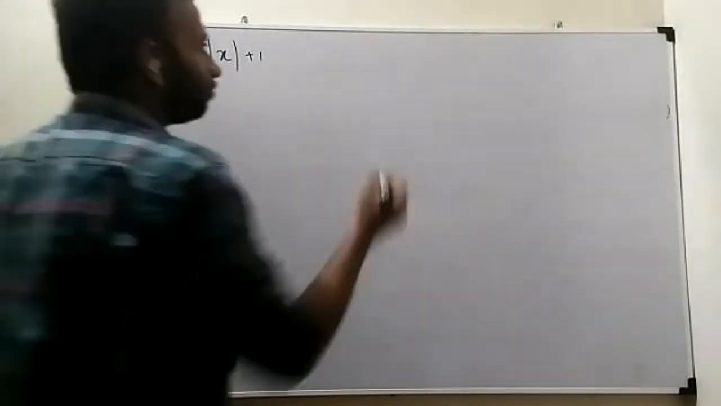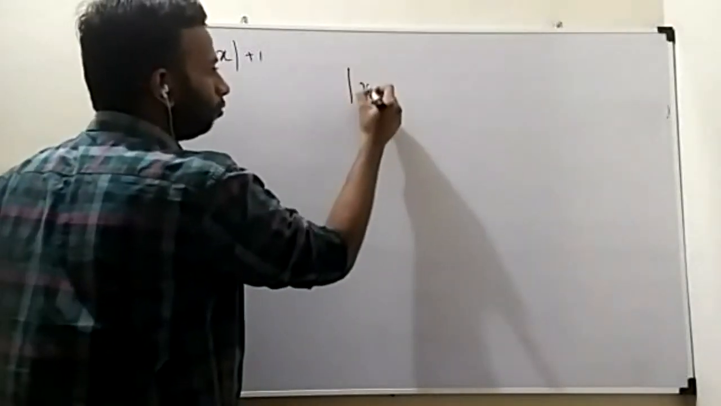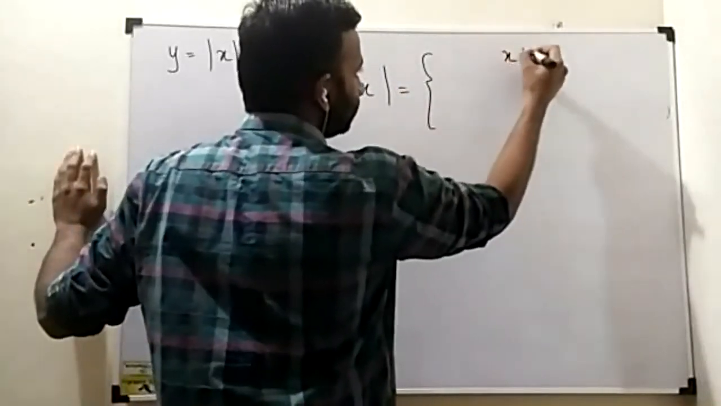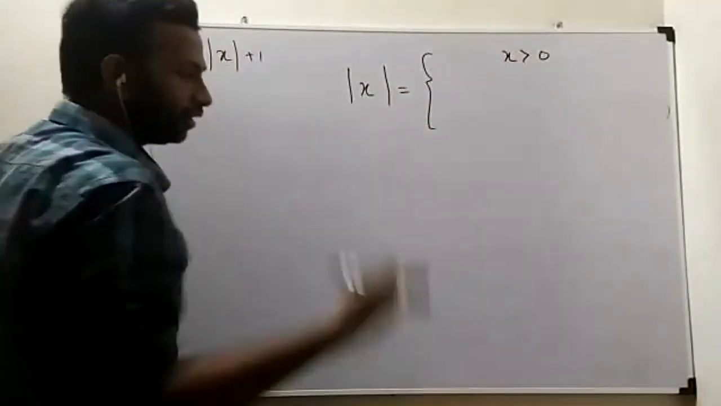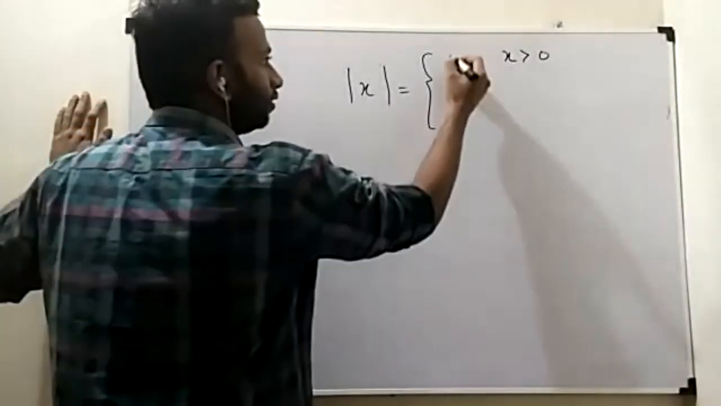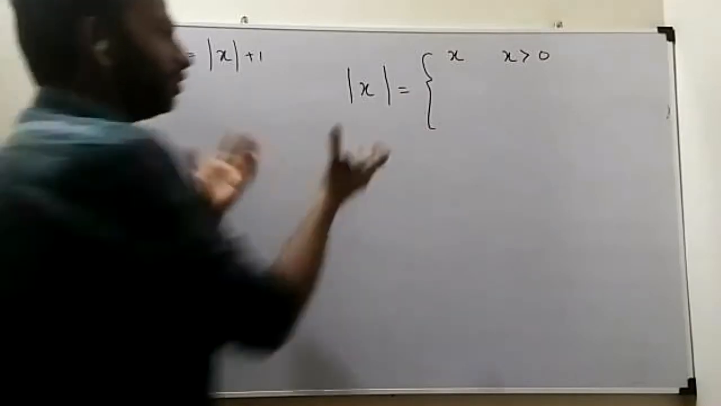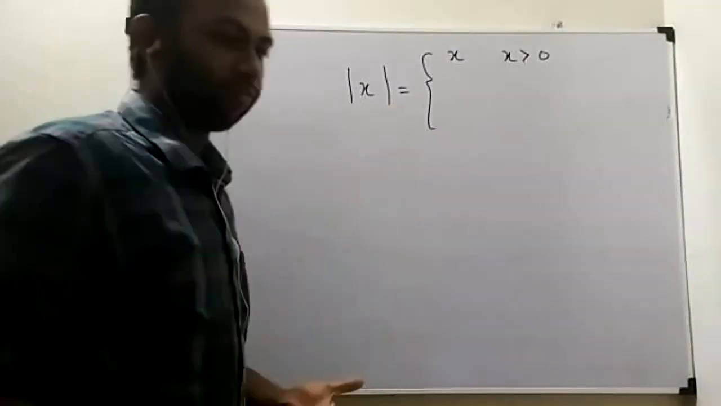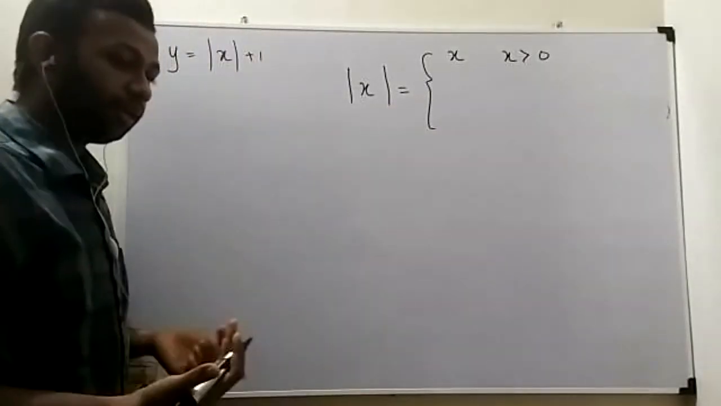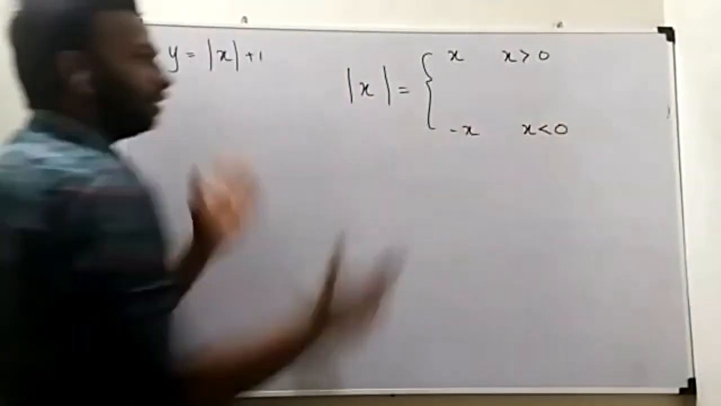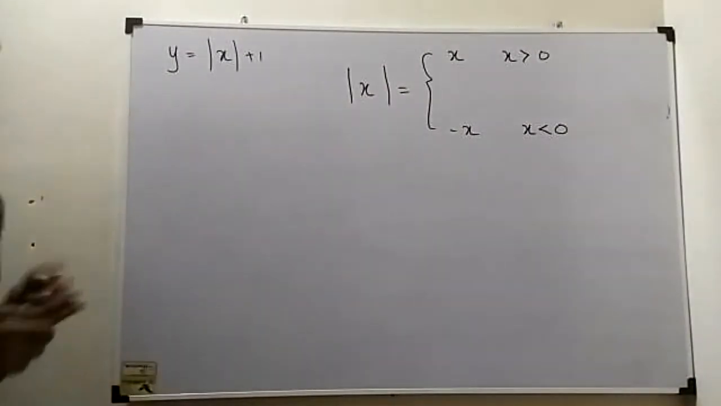So the definition for this is, mod x should always be positive, right? If x is greater than 0, let's say 1, you have the same number. You don't have to do anything, so it's x. If x is less than 0, say negative 5, you need a positive value, so you multiply it by minus. That is minus x when x is less than 0. So this is basically the definition of modulus.